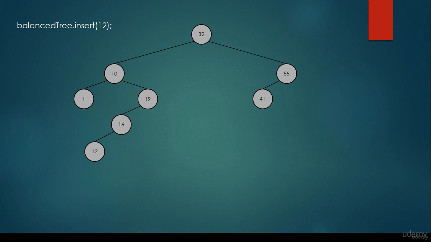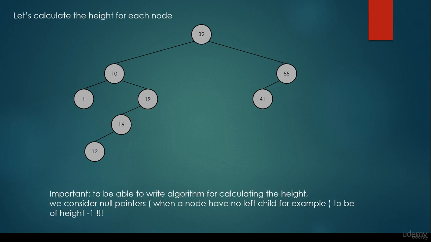Okay. And we have been discussing the difference between balanced trees and standard binary search trees: for balanced trees we have to check on every insertion whether the tree is balanced or not. So let's calculate the height parameters. It's important that, to be able to write the algorithm for calculating the height, we consider null pointers, so when a node has no left child, for example, it is of height -1. This is what we discussed in the previous video, but it's quite important, so that's why I repeat myself.